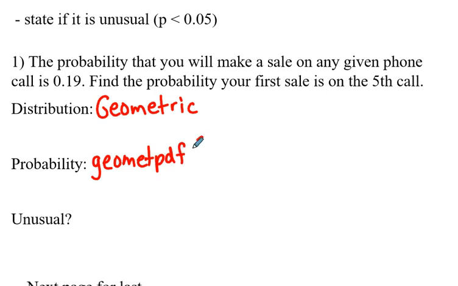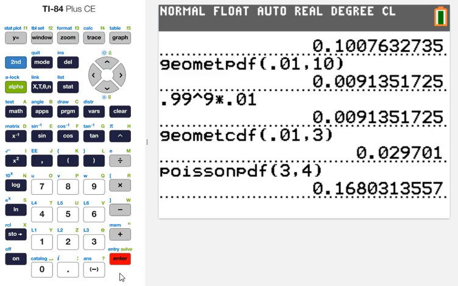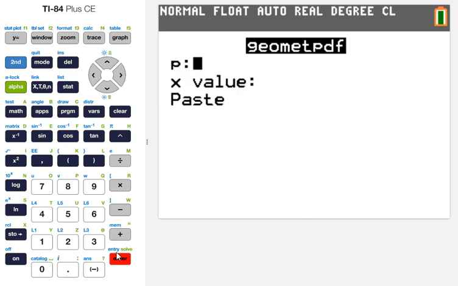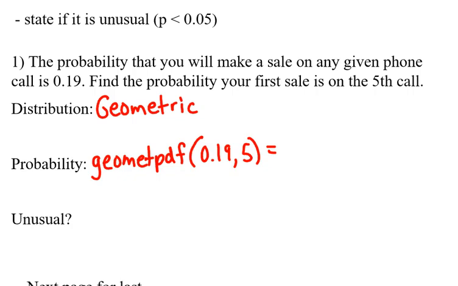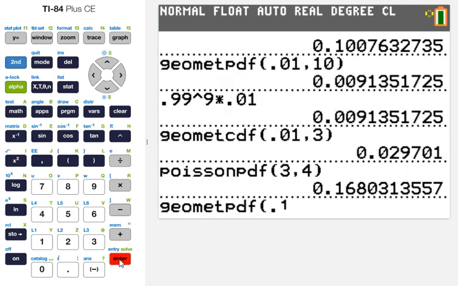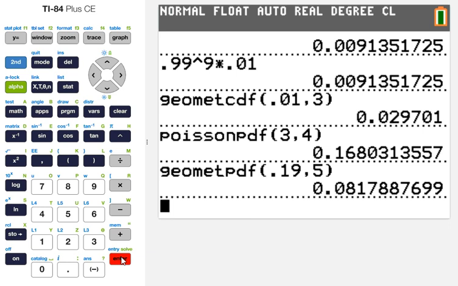Things we need to know are the probability is 19%, and we want our first success to be on the 5th trial. Grab my calculator, go to my distributions, choose my geometric PDF. Probability of success is 19%, so 0.19. What's the likelihood my first success is on the 5th trial? Ask it to calculate it, and it's about an 8%, 0.082.